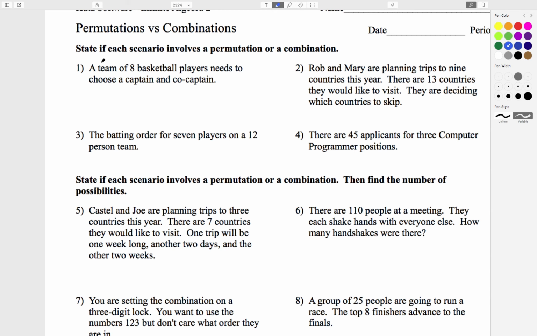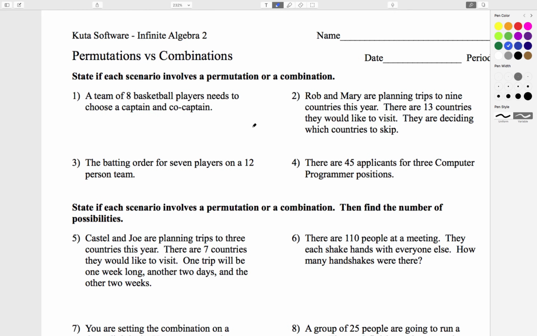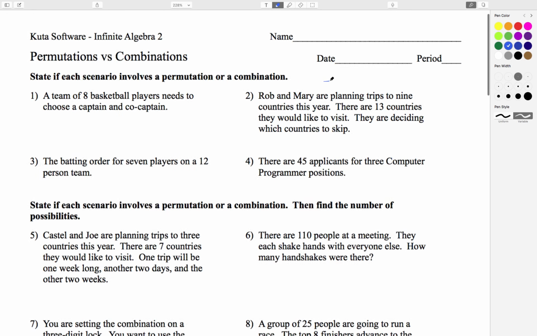So in the first part, state if each scenario involves a permutation or combination. In both cases, we want to select a group of people or a group of objects. However, if the order is irrelevant, it's a combination. If the order does matter, we call that a permutation.